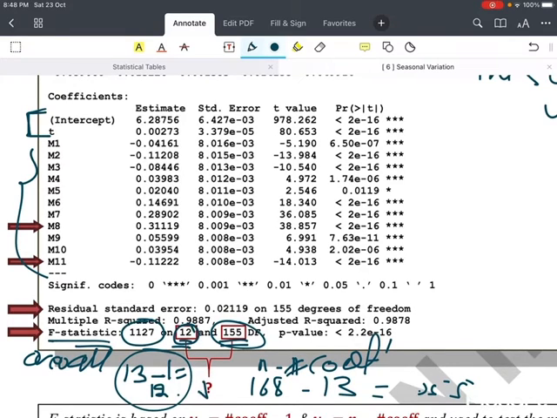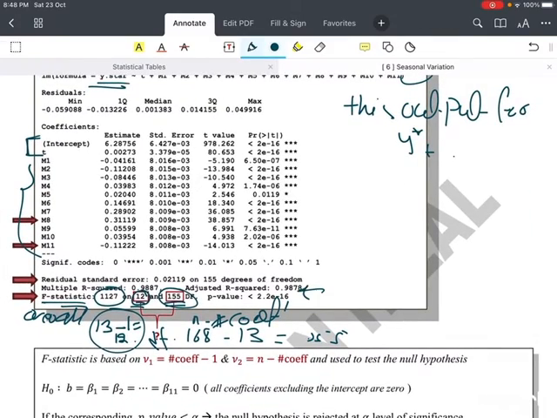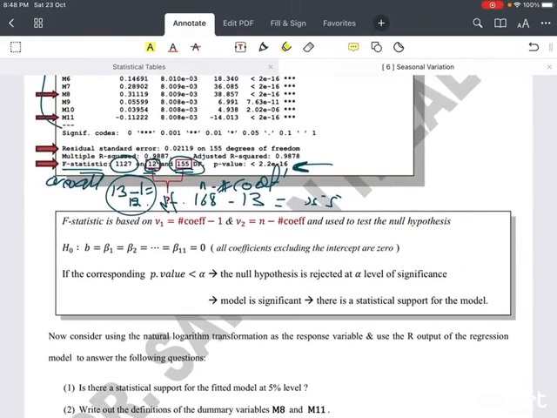These are called the degrees of freedom. These are called what? The degrees of freedom. And this one is the p-value. This one is the p-value for the F-test. You will know it exactly at this box and at the exercise. Okay, it is very easy. The F statistic is based on degrees of freedom number 1, which is the coefficients minus 1 that we calculated here, and degrees of freedom number 2, which is n minus the number of coefficients that we calculated here.